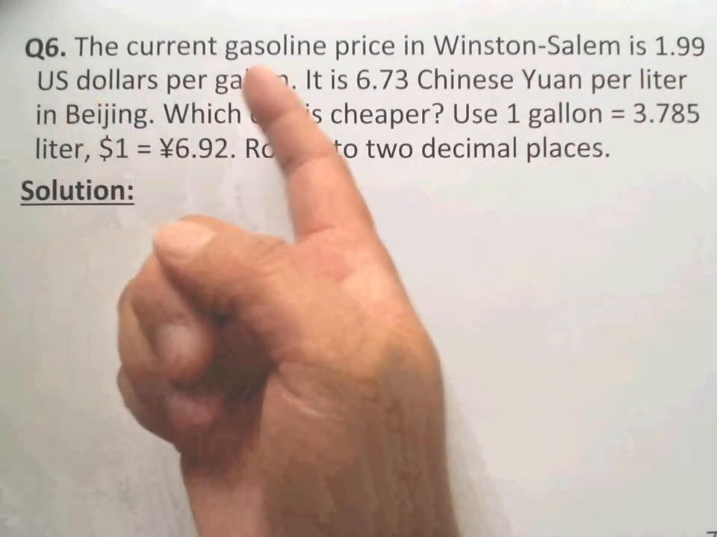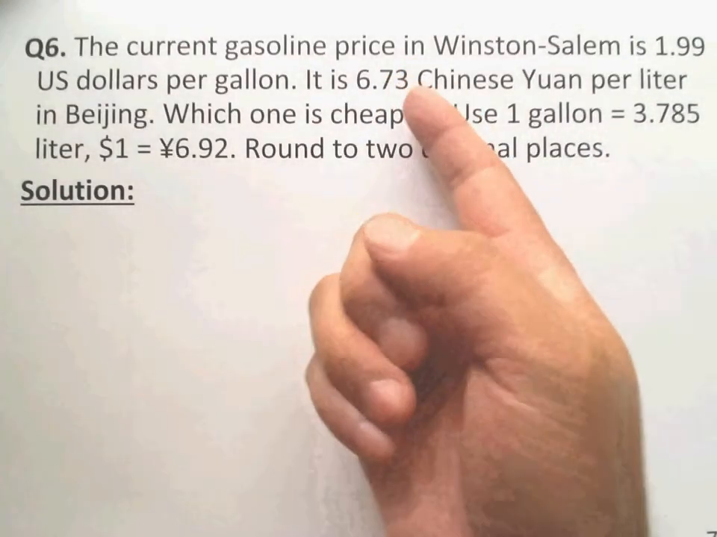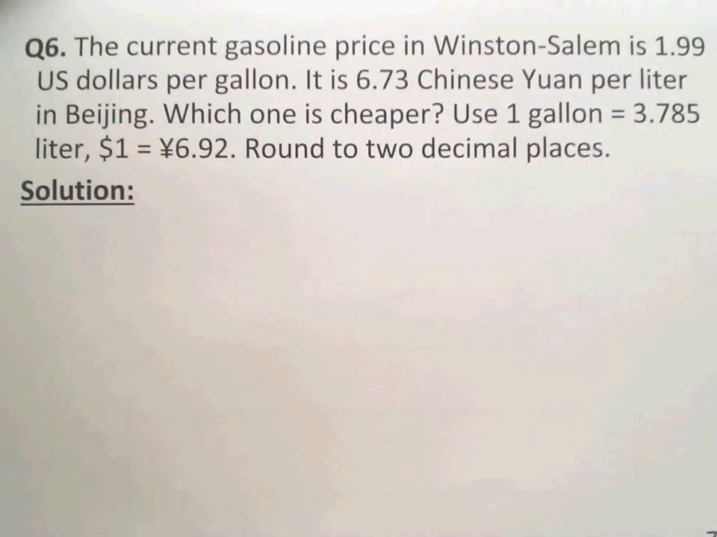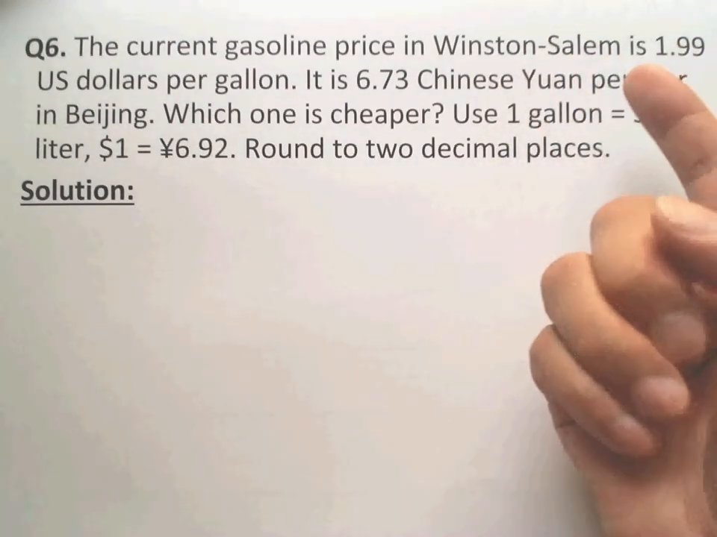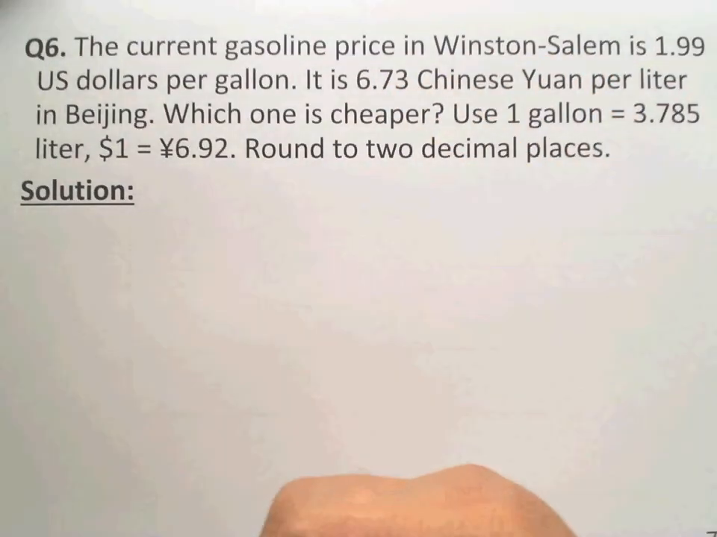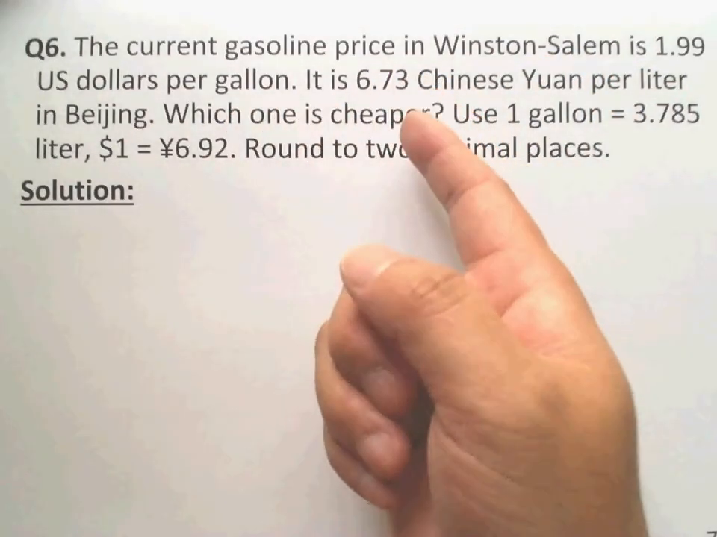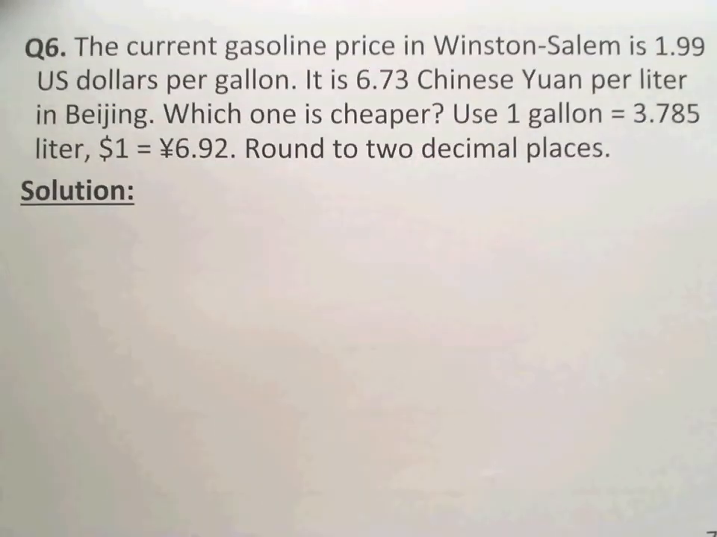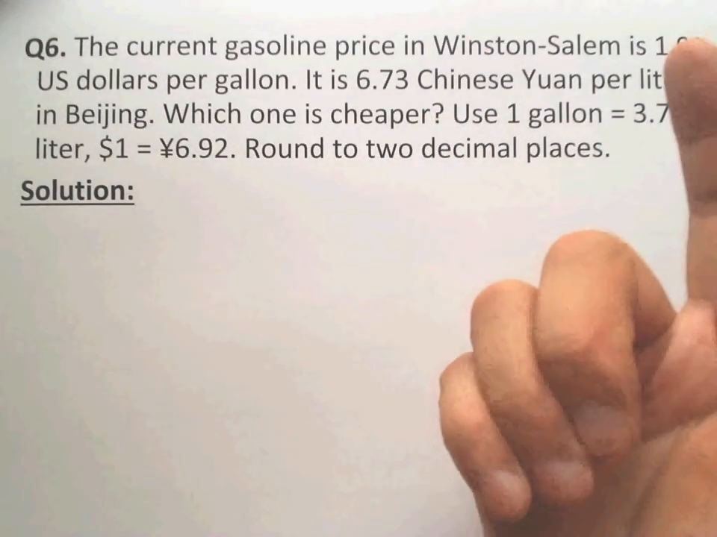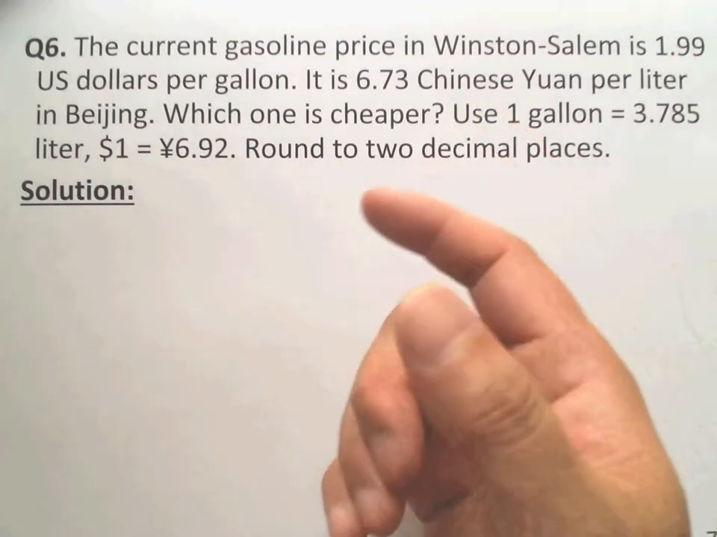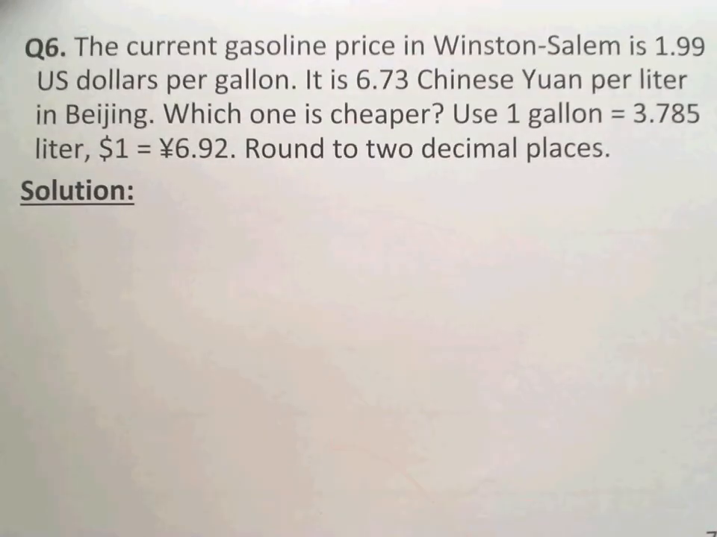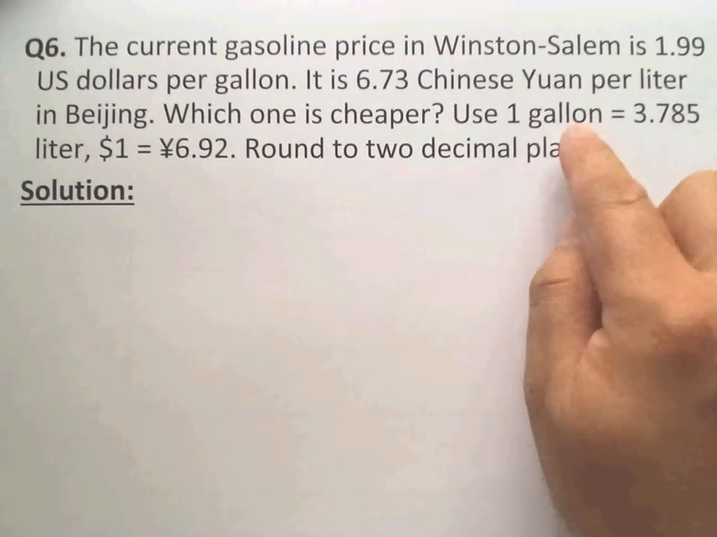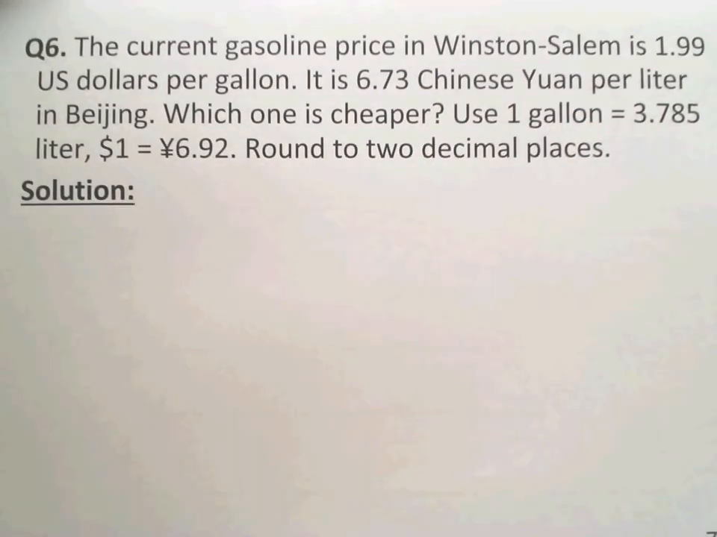This time we need to convert what? The current gasoline price in Winston-Salem is 1.99 US dollars per gallon, and it is this number in Beijing, China. That's Chinese yuan per liter. The unit is totally different, and the currency they use is different. Which one is cheaper? We need to answer this question. We will meet this kind of question if we travel to another country. If the price changes, the currency changes, you need to compare the price, right? So this is a normal question.